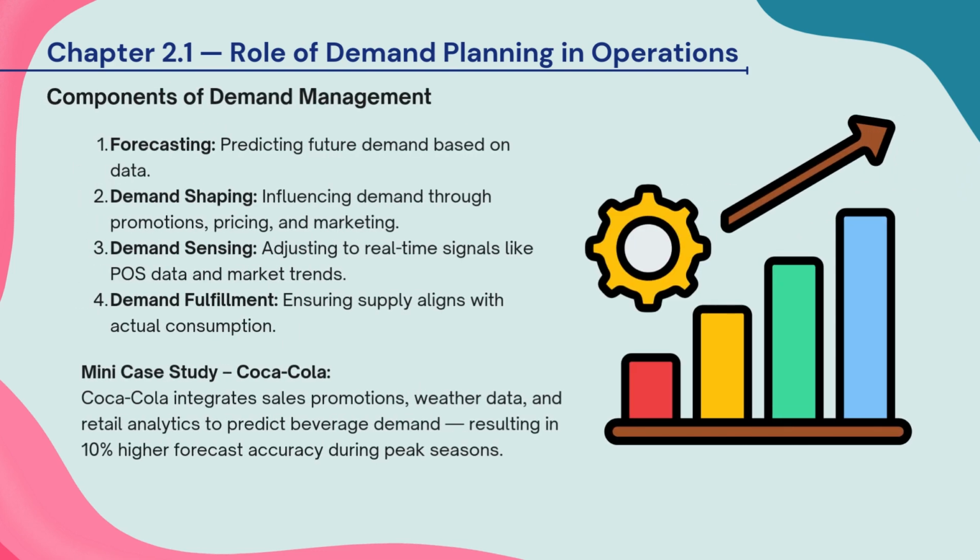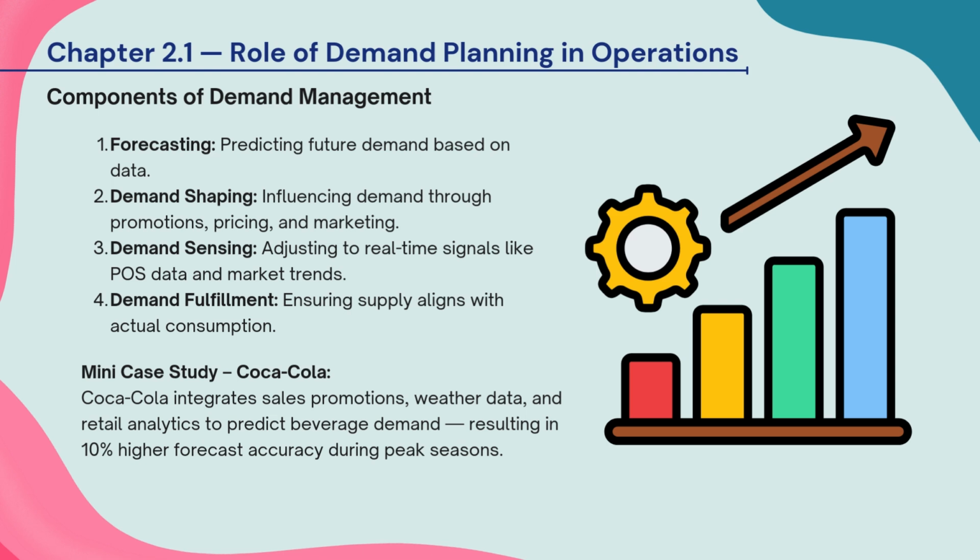Demand management includes forecasting future demand using data, shaping demand through pricing and promotions, and sensing real-time market signals to adjust plans quickly. It also ensures that supply matches actual consumption through effective fulfillment. These components work together to create a responsive and customer-centric supply chain. For example, Coca-Cola uses weather data, retail analytics, and promotion plans to predict beverage demand, achieving 10% higher forecast accuracy during peak seasons.